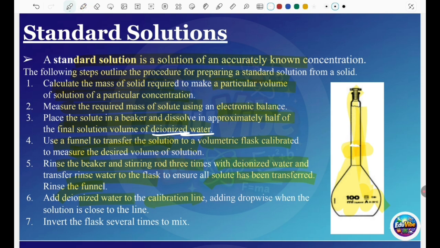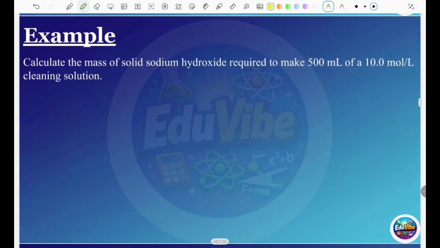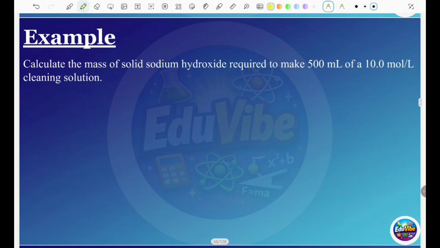You have to fill this flask up to that point and add it dropwise when the solution is close to the line, and invert the flask several times for 2 minutes. Then you will get your standard solution. Easy.